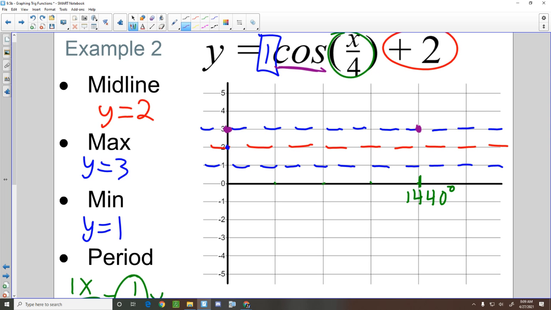Now, halfway between those two, where will the graph be? For cosine, remember it kind of makes like a bowl shape or a U shape in a way. So cut that in half, and it's going to be at the minimum, right down here. That'd be at 720, if you want to write that down on there.